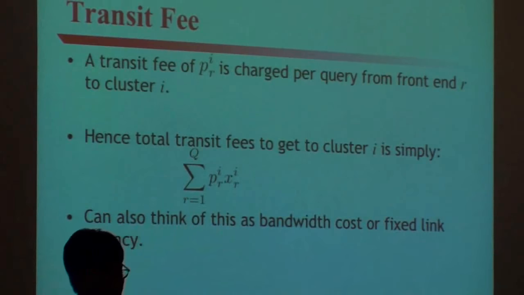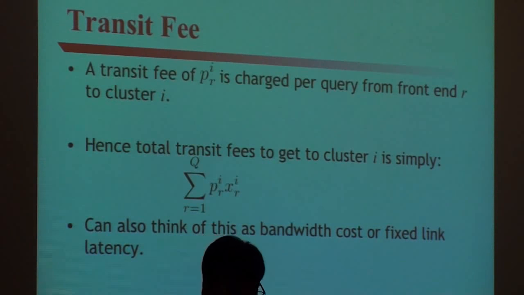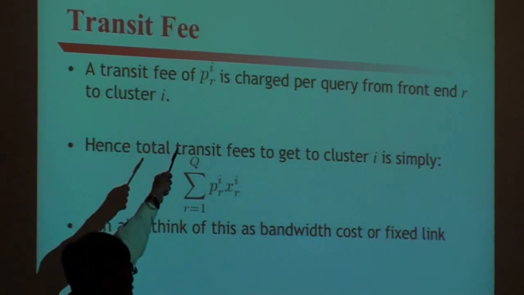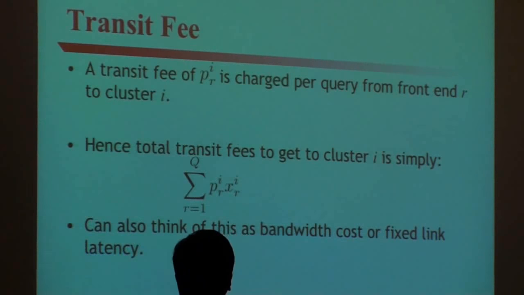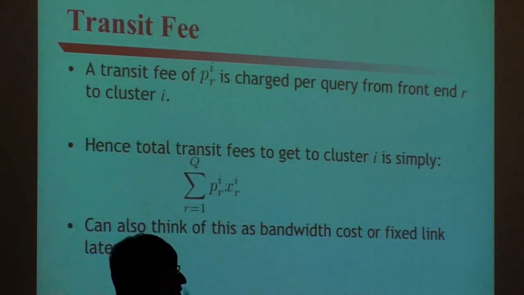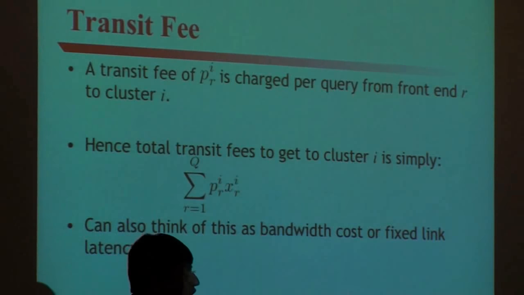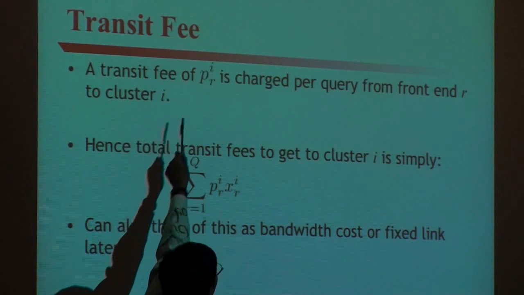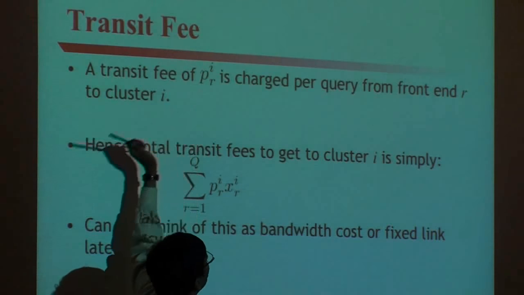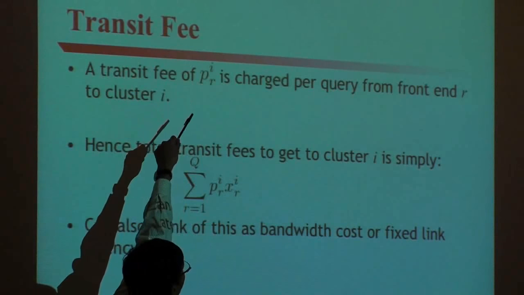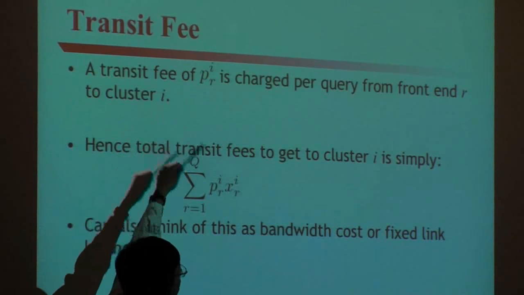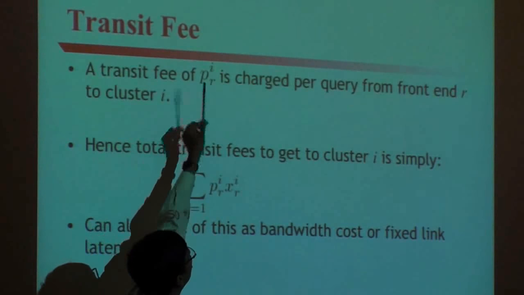I have this transit fee. As I said, a transit fee can be round trip time on the link, which is potentially a propagation delay plus queuing delay. It could be the bandwidth cost, because I have to pay somebody for bandwidth. In my case, what I'm saying is it's a transit fee between ISPs. So whatever it is, there is a certain fee which is charged, or a cost incurred, for transferring users from one location to another, and that is charged on a per query basis. So if I transfer one user from r to cluster i, where r is the front end where the user actually showed up, and i is the cluster where it finally gets processed, per user it costs me that much.